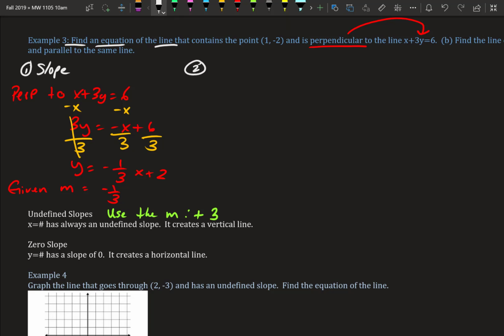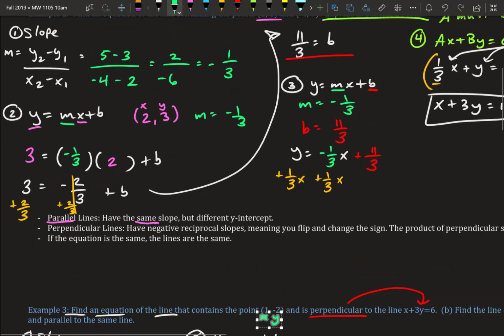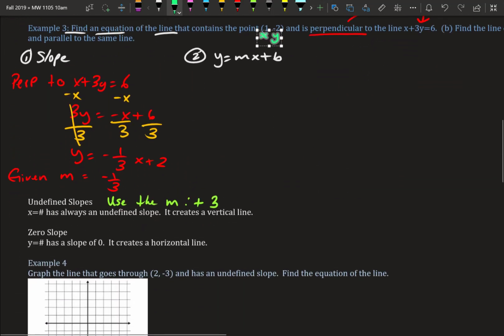Alright, our second step is not going to change. We're going to use y equals mx plus b. And what we're doing there is plugging in x and y, and also we're going to plug in our m.